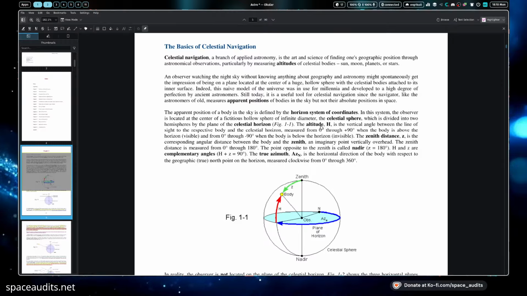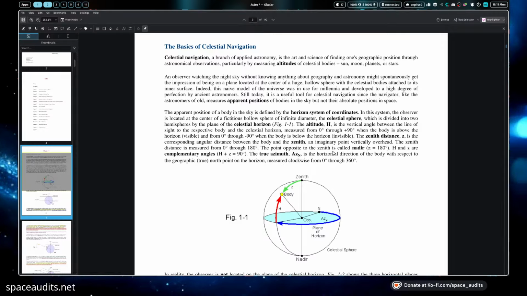The altitude, h, is the vertical angle between the line of sight to the respective body and the celestial horizon, measured from 0 to plus 90 degrees when the body is above the visible horizon. From 0 to minus 90 degrees, it is below the horizon, or invisible. The zenith distance, z, is the corresponding angular distance between the body and the zenith. It is an imaginary point vertically overhead. The zenith distance is measured from 0 through 180.